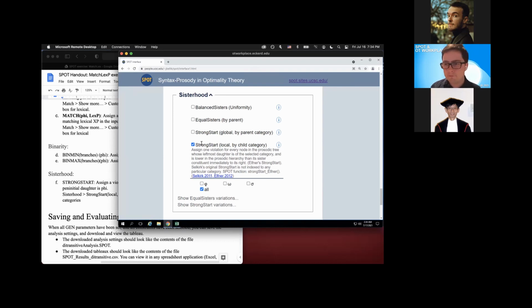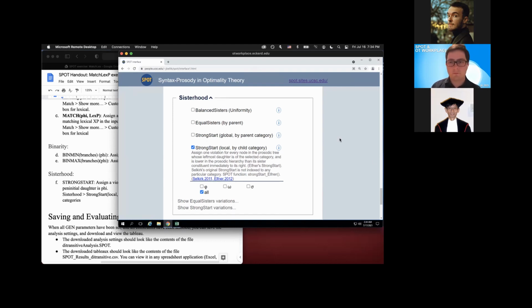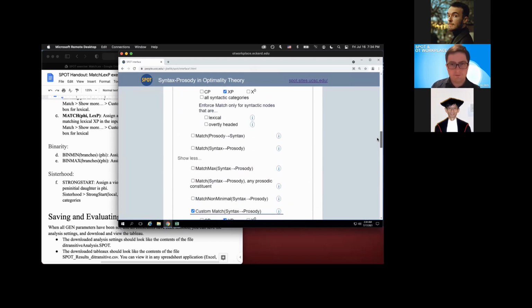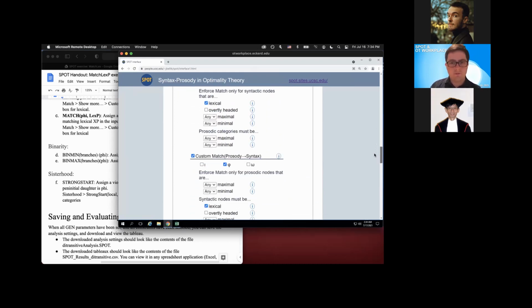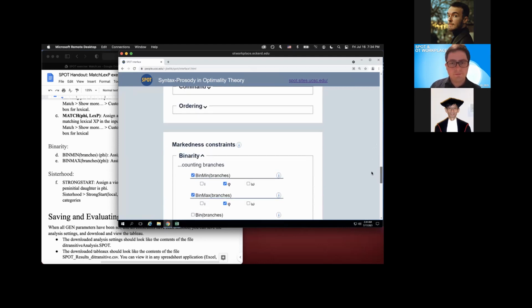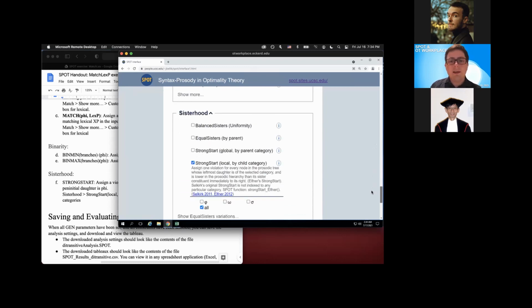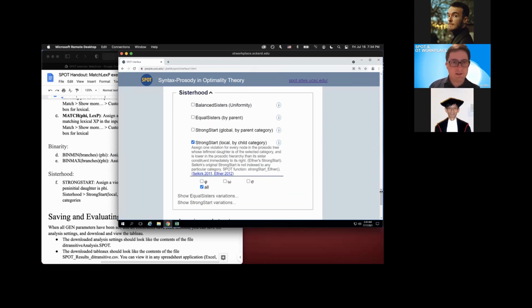If I can just confirm, the constraints that we're using here, we have match XP. We have the 3 match constraints. Exactly. And then we have the bin min and bin max and strong start. So there's those 6 constraints: the 3 match constraints, bin min, bin max, and strong start. Excellent. Thank you. Thanks for checking.